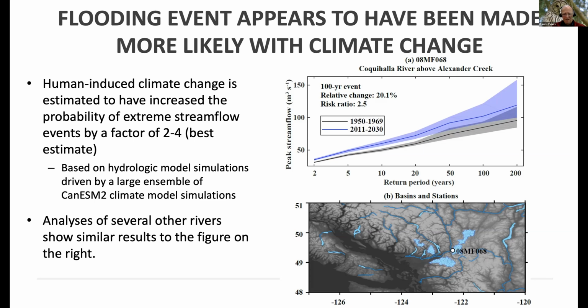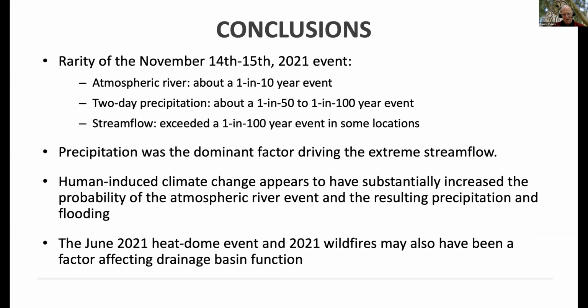The estimate is that human-induced climate change may have increased the probability of extreme streamflow events of the type that we're seeing by a factor of 2 to 4. When we look at precipitation and the atmospheric river event itself, we come to very similar kinds of assessments. And so the conclusions are as follows.